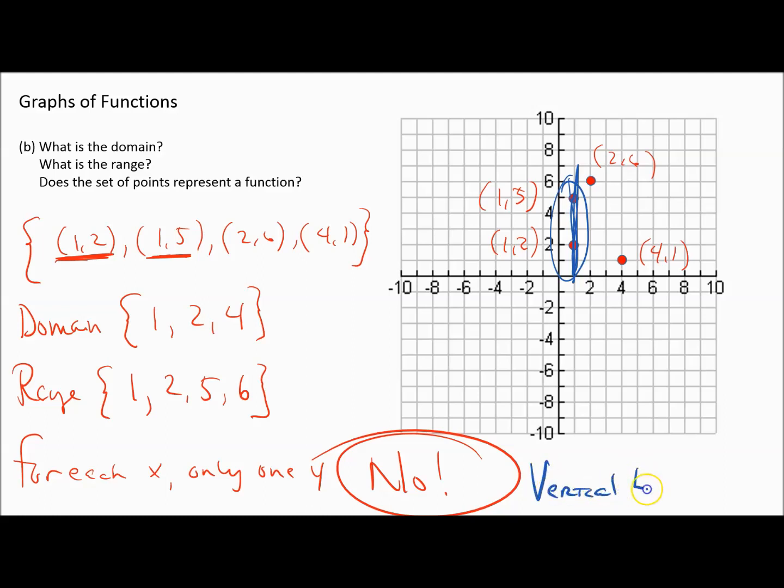If you can draw any vertical line and it intersects your graph or your points more than one time, then it's not a function. So this graph fails the vertical line test, because I was able to draw, I'm going to erase this mess for you so you can see it a little better, I was able to draw a vertical line and intersect the graph more than one time. And if you could do that, it's not a function. So that's going to be an important tool for us the rest of this section.